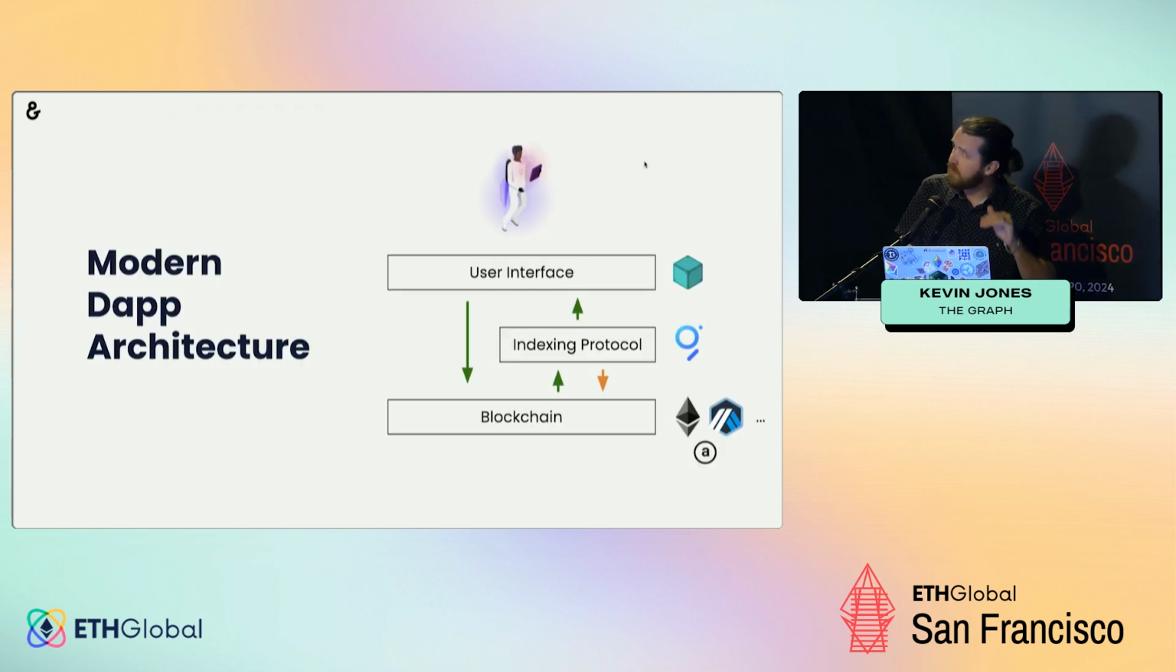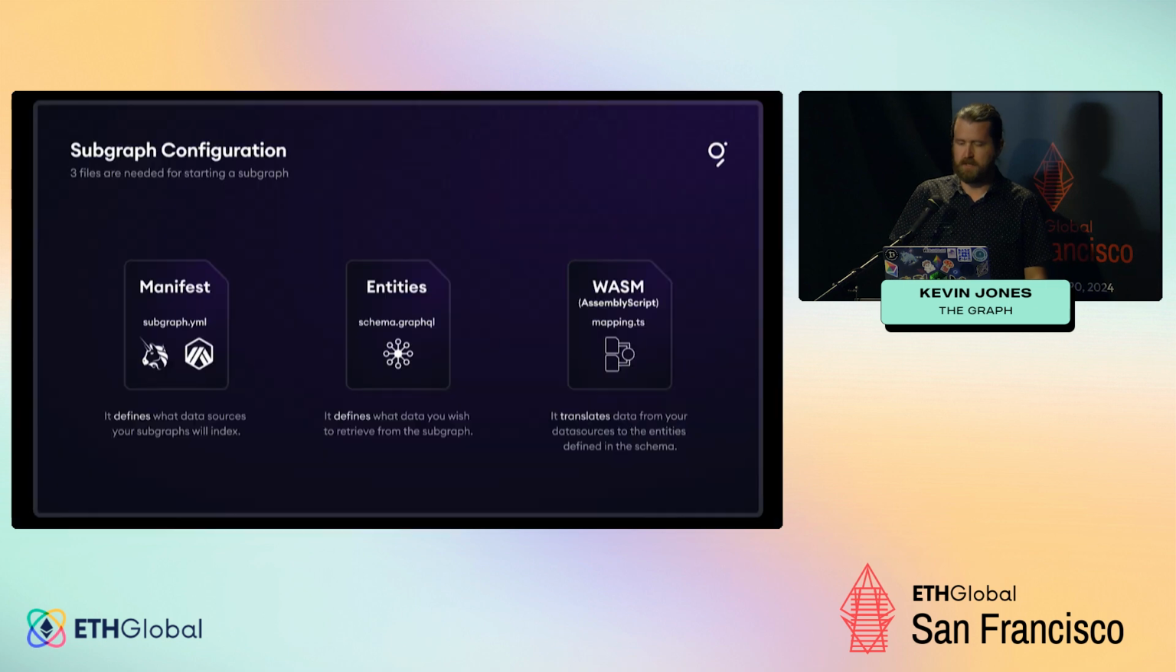So this is kind of what it looks like. User interface you still have. You have an indexing protocol, the graph, for reading that data and indexing it and storing it. And you still are writing to the blockchain for all of your secure writes, paying gas and all that good stuff. Okay, let's look at the configuration.